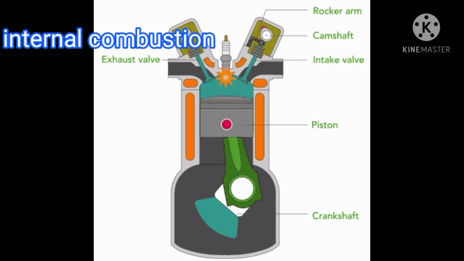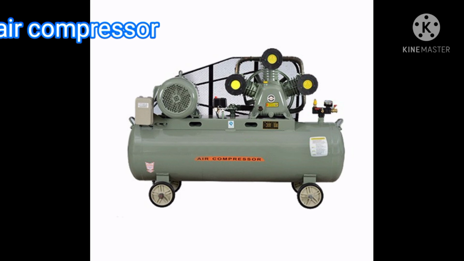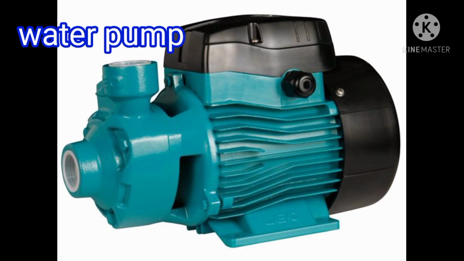The first example of an open system is the internal combustion engine. The second one is the air compressor, the second example of an open system. Third is the water pump. The water pump is the third example of an open system.